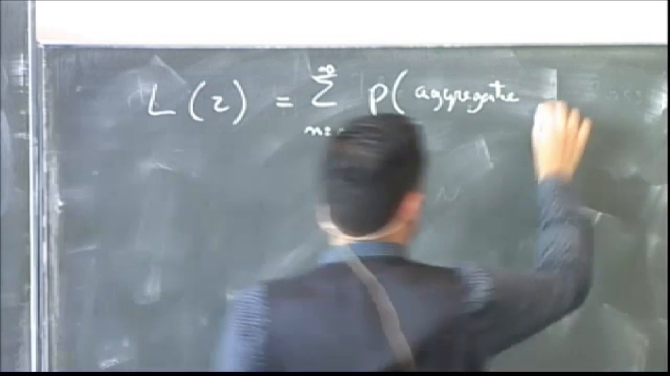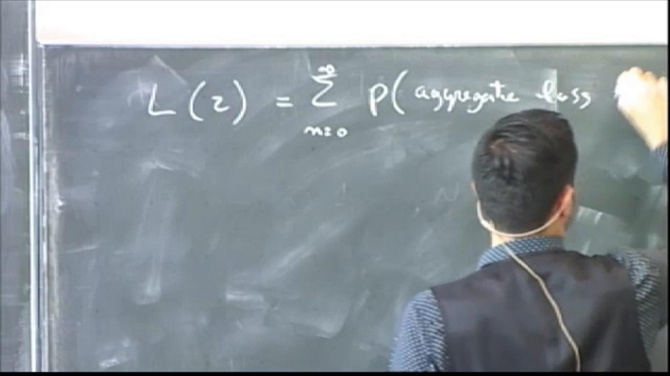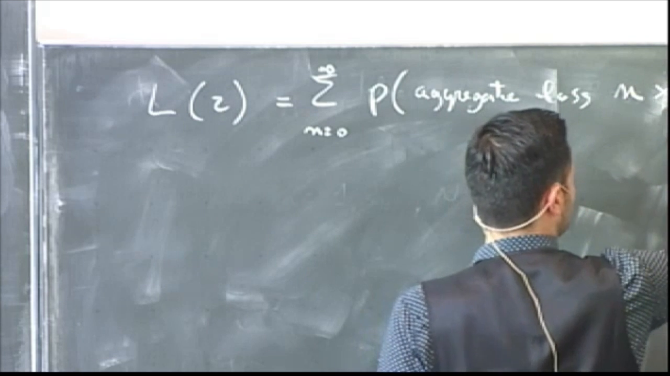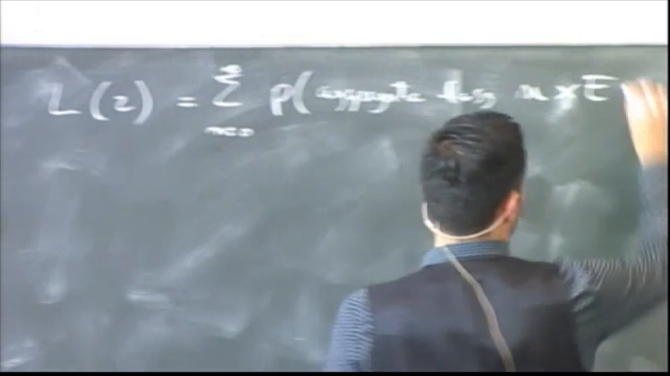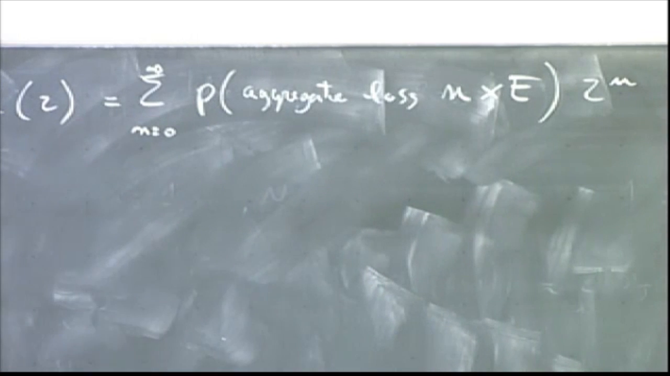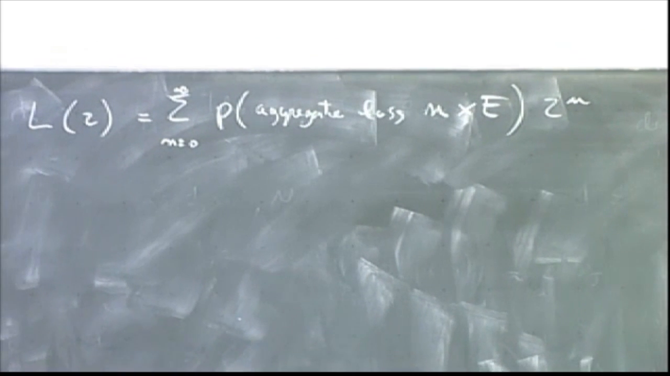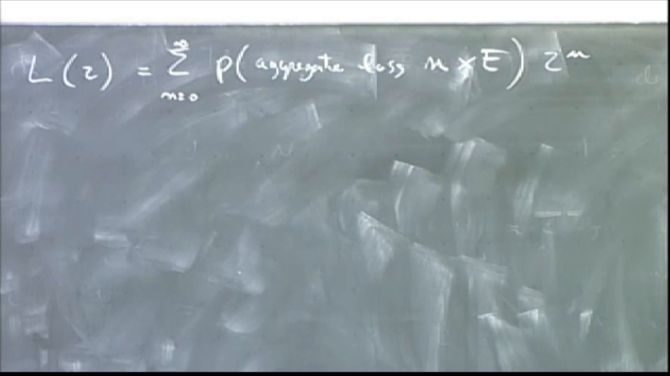So the aggregate loss is n times E. I define the aggregate loss in terms of the numeraire, times Z to the n. It's the usual thing. This is the object I want to compute.